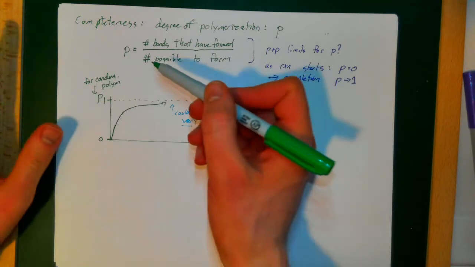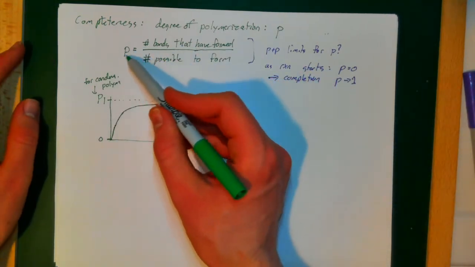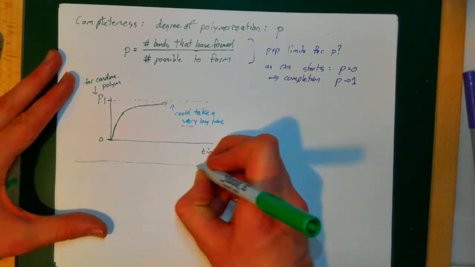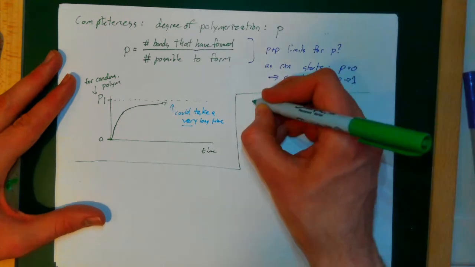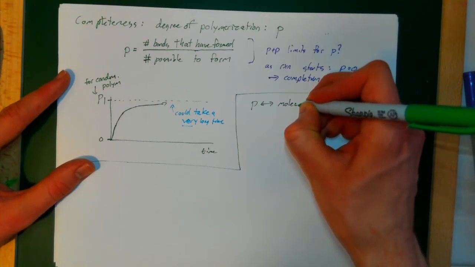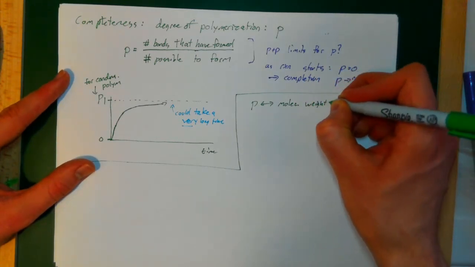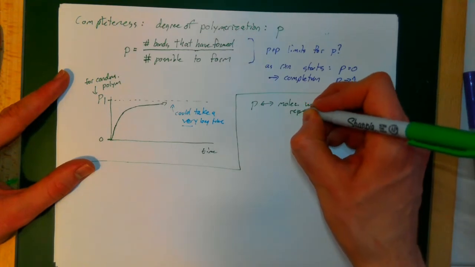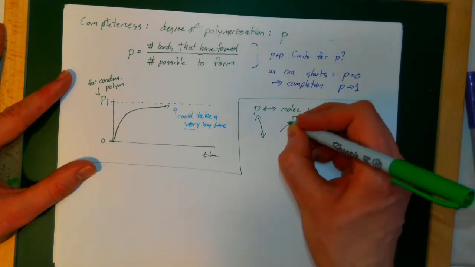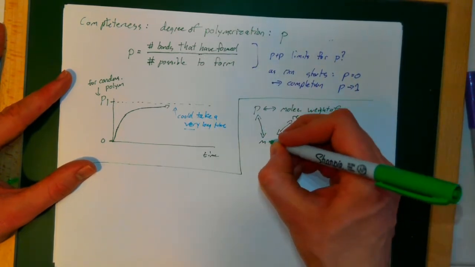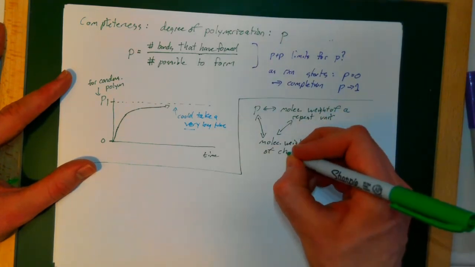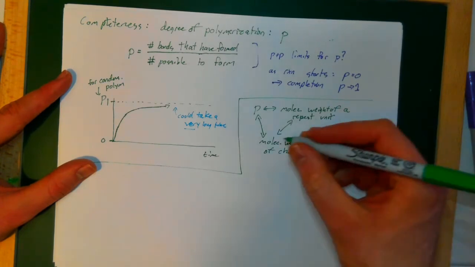It turns out that you can relate P and the molecular weight to one another mathematically. So P is related to the molecular weight of a repeat unit, and it's related to the molecular weight of chains, the molecular weight of polymerized chains.